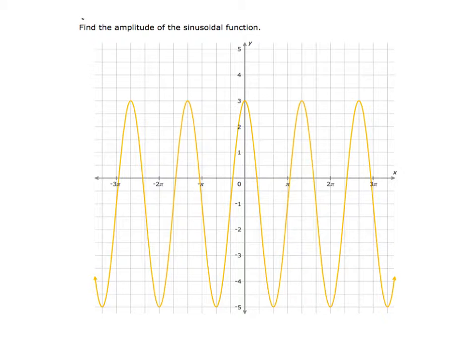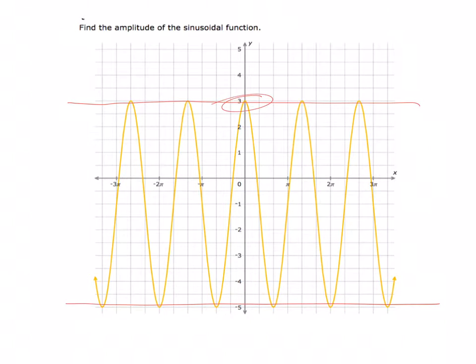Easy formula here, it's max minus the min divided by 2. But this one just goes from positive 3 down to negative 5. So if I've got my positive 3 and down to my negative 5, I'm going to say positive 3 minus negative 5 divided by 2. So that's going to be 8 divided by 2, super complicated math here. So I have amplitude of 4.